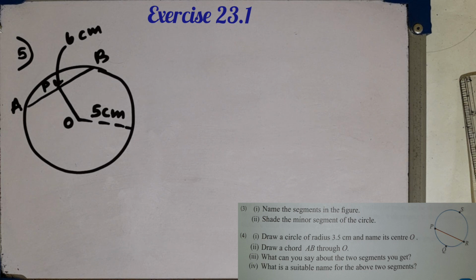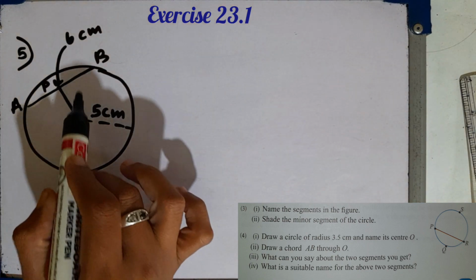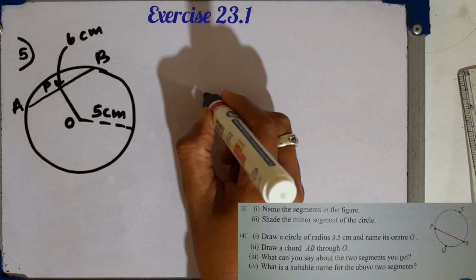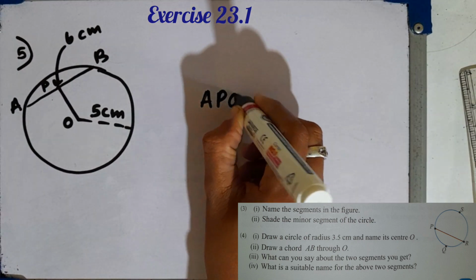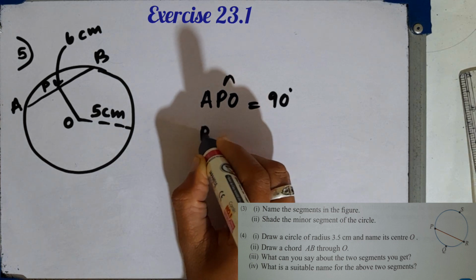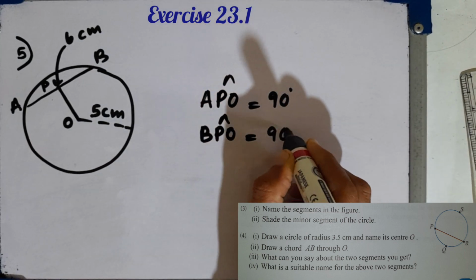Then measure and write down the magnitudes of APO and BPO. APO means this angle, BPO this angle. If you measure the magnitudes correctly, you will get angle APO equal to 90 degrees and angle BPO equal to 90 degrees.